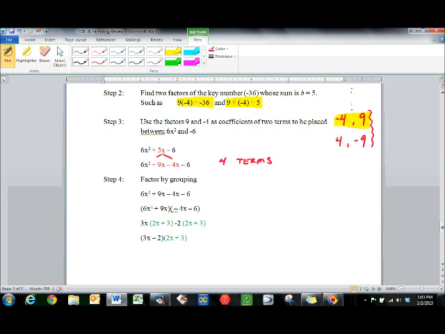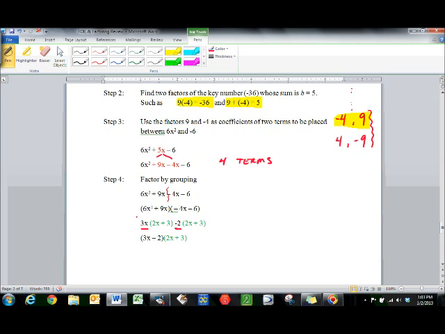Now that we have 4 terms, we can treat this next step exactly like we did previously. We're going to take the 6x squared plus 9x minus 4x minus 6, and we're going to break it apart and group it into 2 separate groupings. In the first grouping, we're going to factor out a common 3x. In the second grouping, we're going to factor out a common negative 2.